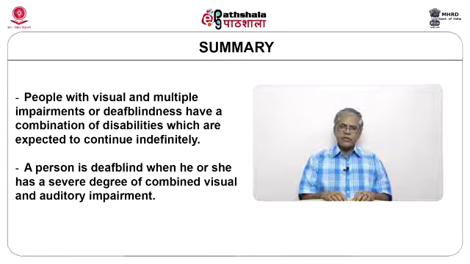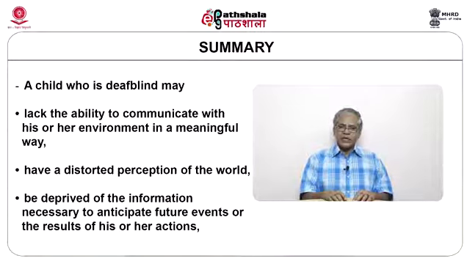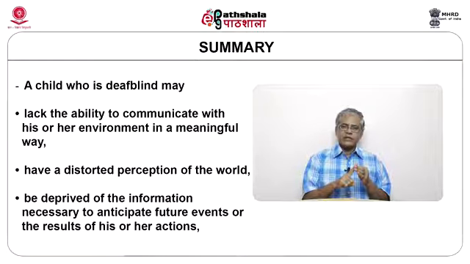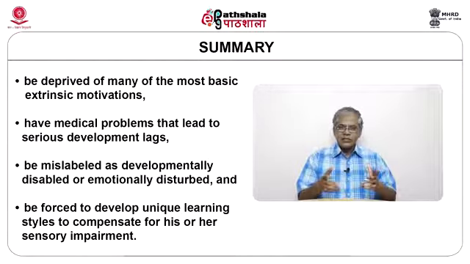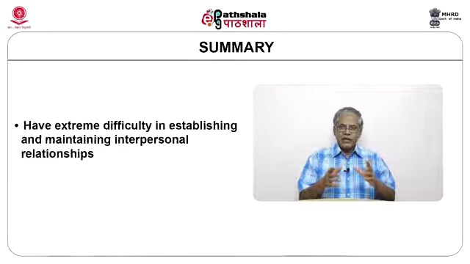People with visual and multiple impairments or deafblindness have a combination of disabilities which are expected to continue indefinitely. A person is deafblind when he or she has a severe degree of combined visual and auditory impairment. A child who is deafblind may lack the ability to communicate with his or her environment in a meaningful way, have a distorted perception of the world, be deprived of the information necessary to anticipate future events or the results of his or her actions, be deprived of many of the most basic extrinsic motivations, have medical problems that lead to serious development lags, be mislabeled as developmentally disabled or emotionally disturbed, be forced to develop unique learning styles to compensate for his or her sensory impairment, and have extreme difficulty in establishing and maintaining interpersonal relationships.